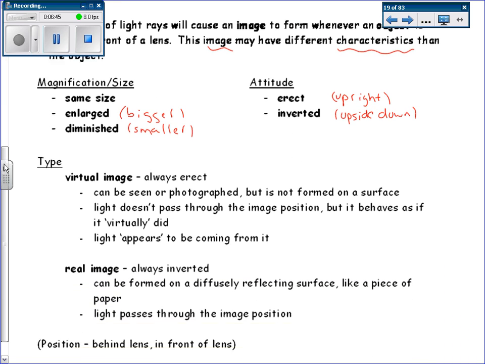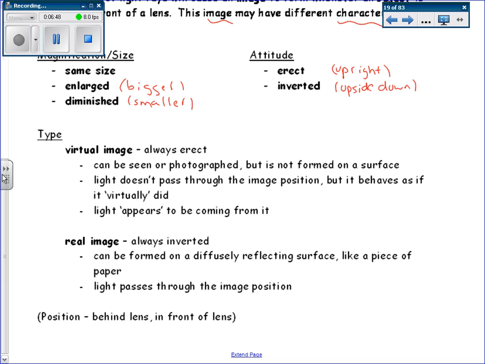It can either be a virtual image or a real image. A virtual image is always erect. It's always right side up. A virtual image can be seen or photographed, but it's not actually formed on a surface. So remember, a virtual image is what you see when you look at yourself in a plane mirror. Light doesn't pass through the image position. It just appears to come from there. So the light looks like it's coming from where the image is. It's not actually there.